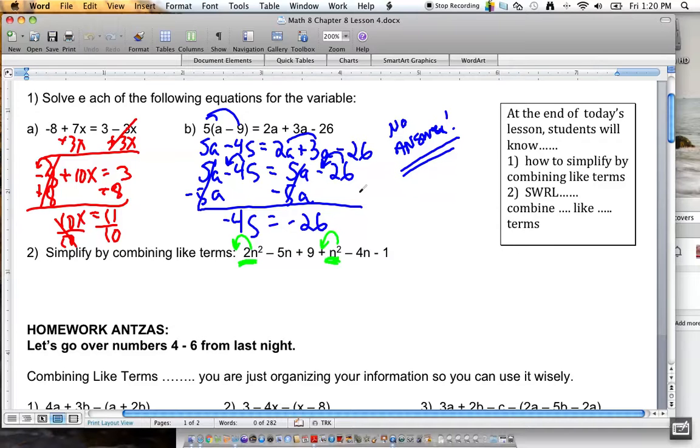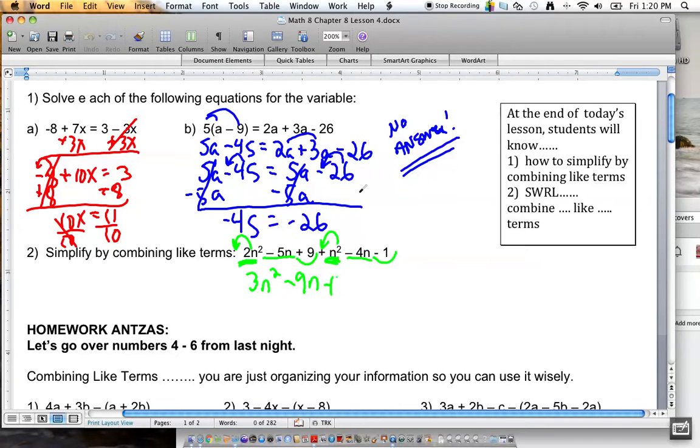3 n squareds. Now, I have negative 5 n's and another negative 4 n's. Negative 9 n's. And then I have a positive 9 and a negative 1. And what is that all together? Positive 9, negative 1. What do we have?